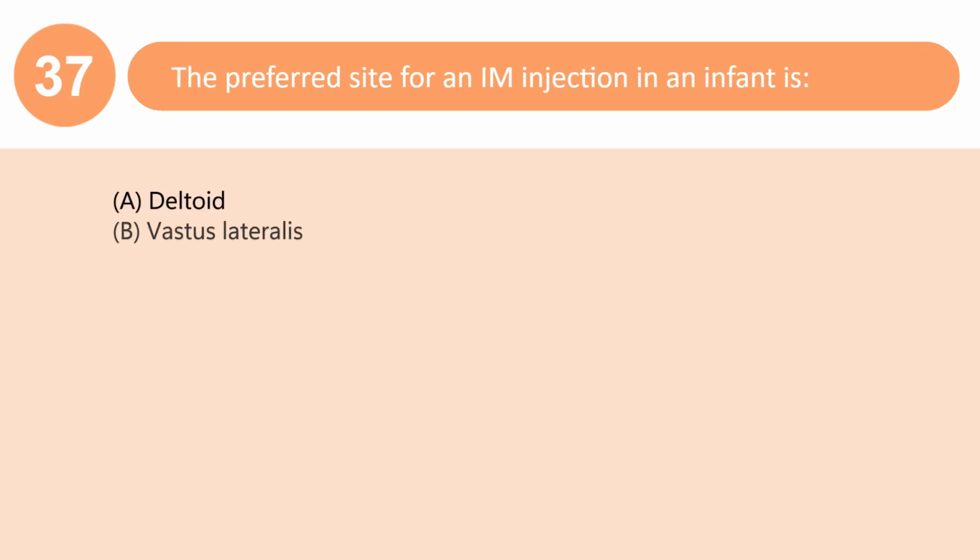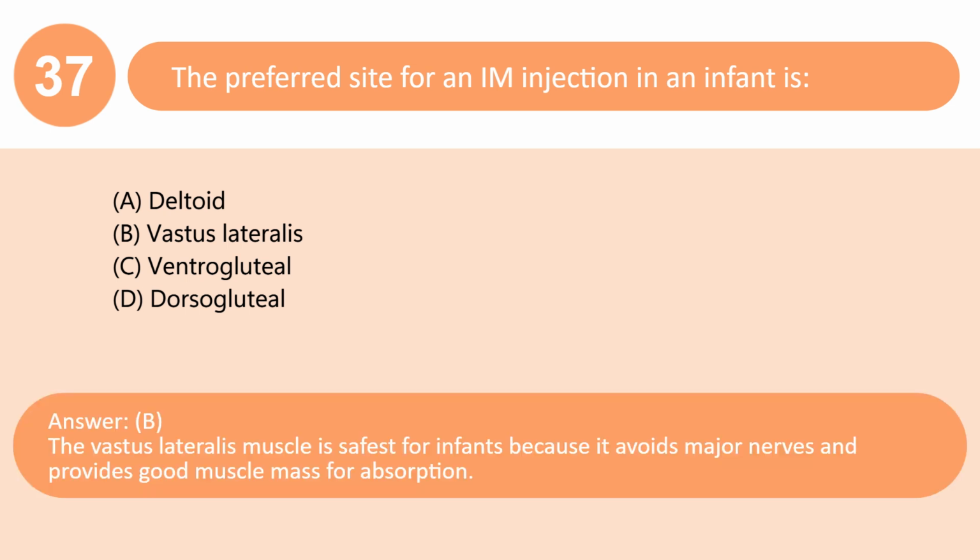The preferred site for an IM injection in an infant is A. Deltoid, B. Vastus lateralis, C. Ventrogluteal, D. Dorsogluteal. Answer B. The vastus lateralis muscle is safest for infants because it avoids major nerves and provides good muscle mass for absorption.